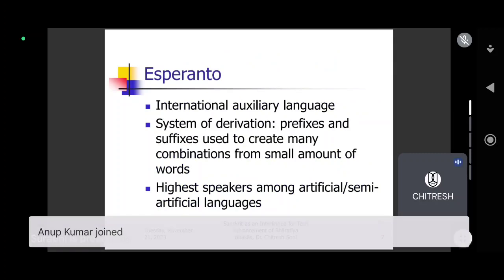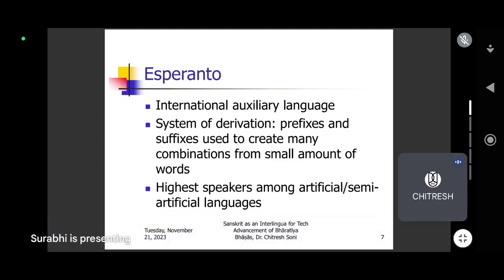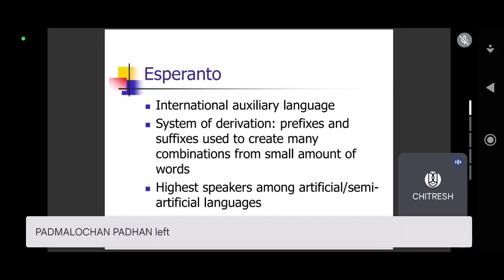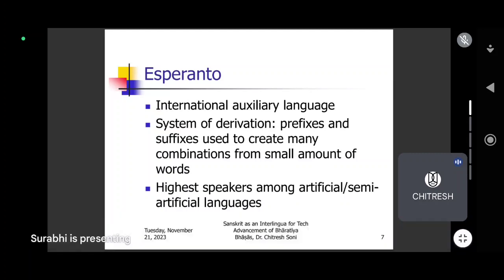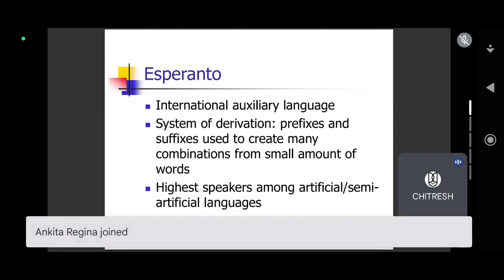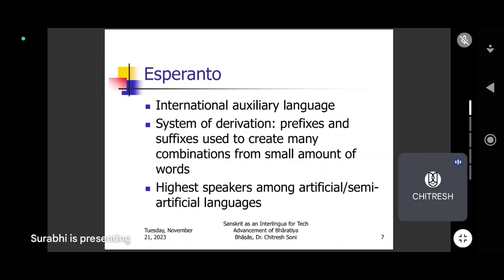Okay. Then the Esperanto language, which was invented in the 19th century. It is an international auxiliary language. A system of derivation was kept in place. Prefixes and suffixes were used to create many combinations from a small number of words. A very small number of words was in that lexicon, and many small prefixes and suffixes were there to combine them and create a large vocabulary.